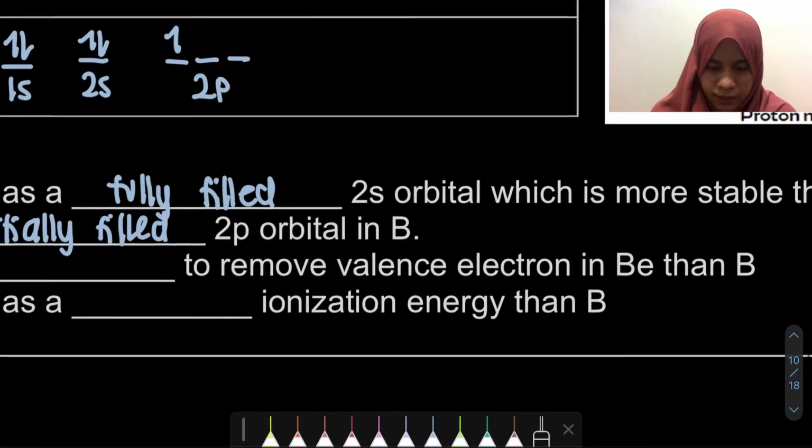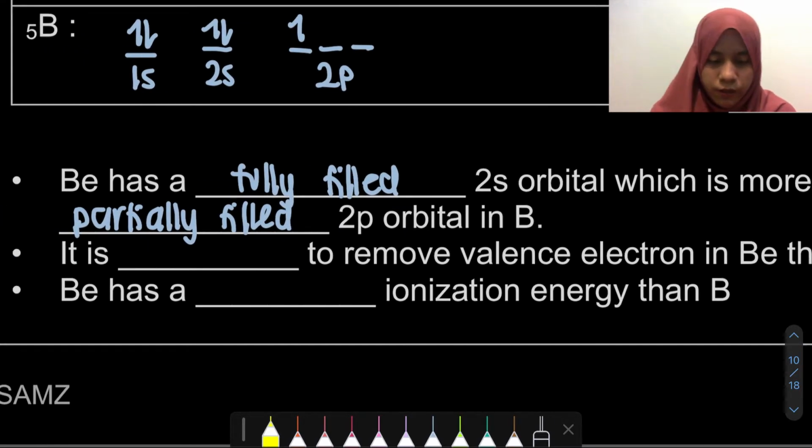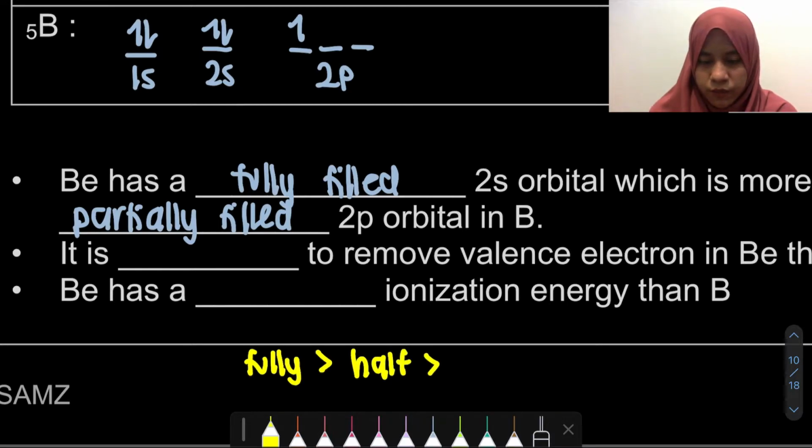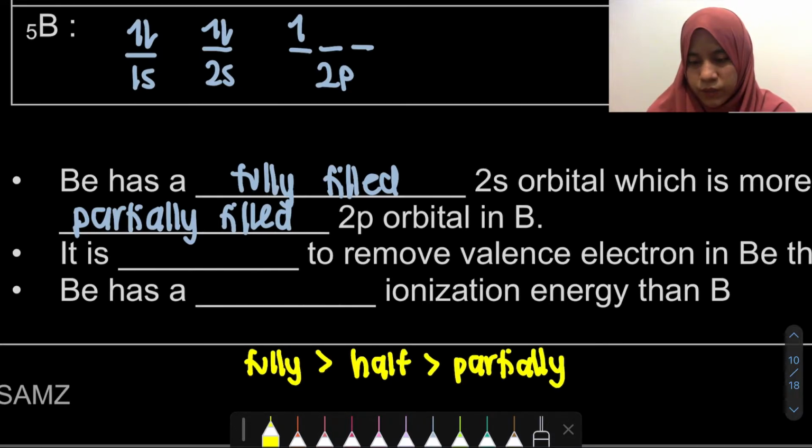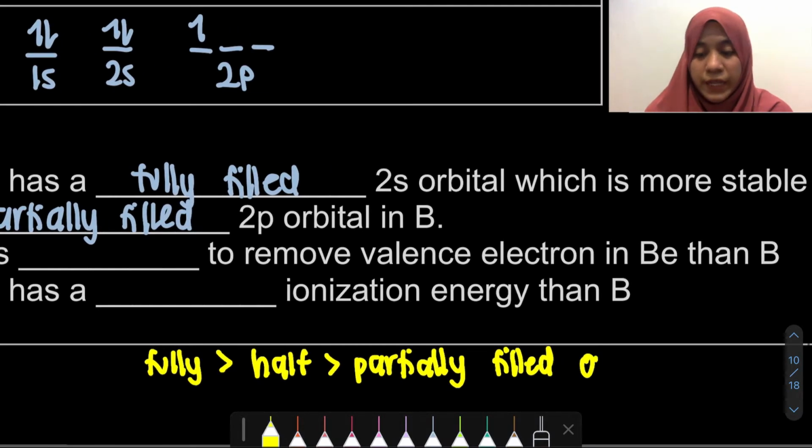So what happened is that, remember that for the case of the orbital itself, for example, fully filled is more stable than half filled, and half filled is more stable than partially filled orbital. But then you have to be specific about which orbital: 1s, 2s, 3s, 2p, 3d.